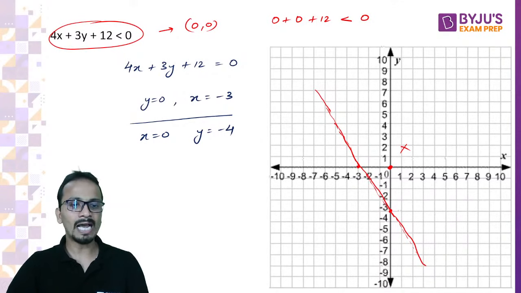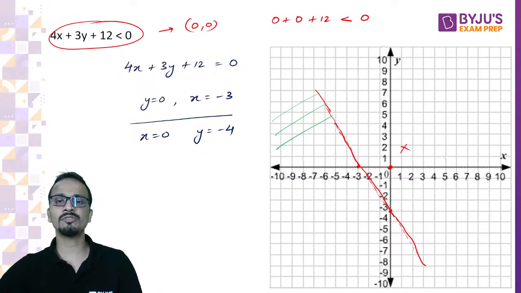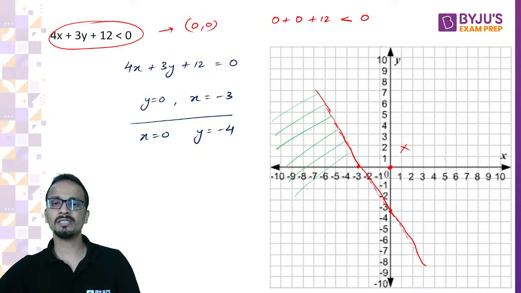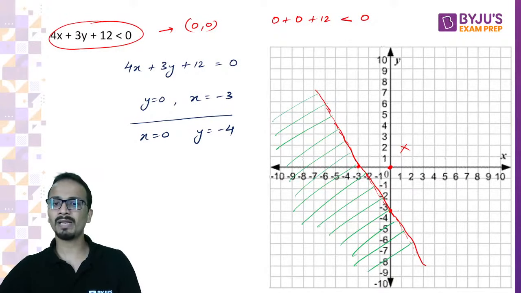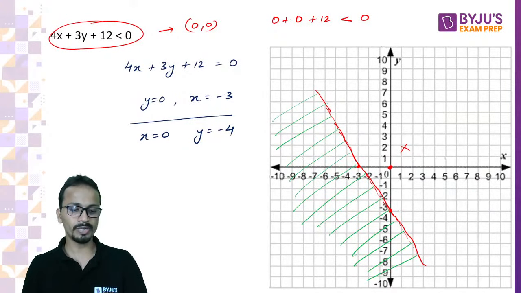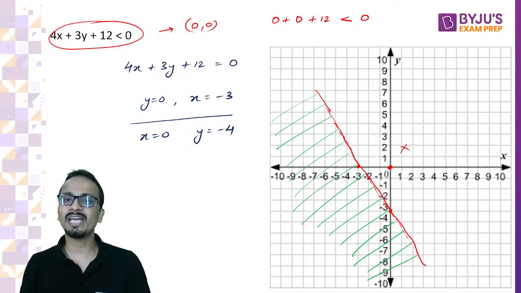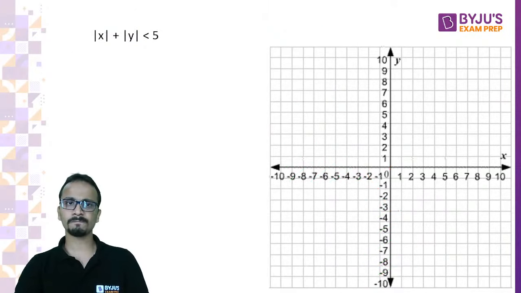All right, and the region on the left hand side of this line, the region that I'm shading with green color, this will be the region for the inequation 4x plus 3y plus 12 is less than 0. Okay, fine. So this is how we plot the graph of inequalities. Let's move ahead and look at further things.